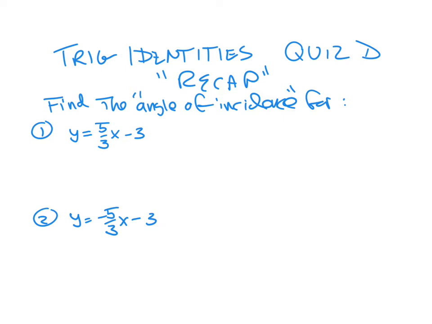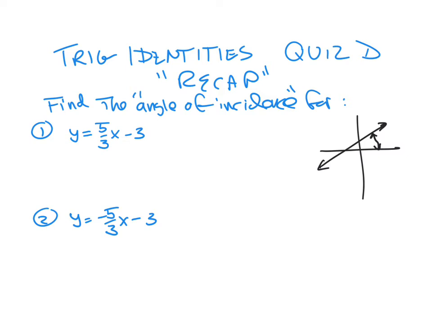So, angle of incidence, to recap: if you have a line on a coordinate plane, the angle of incidence is the angle measured counterclockwise from the x-axis to the right of where it crosses the line. So we're measuring that angle. The angle is always measured as a positive number, and it's always going to be between 0 and 180 degrees, not including 180 degrees, so between 0 and up to, but not including 180.